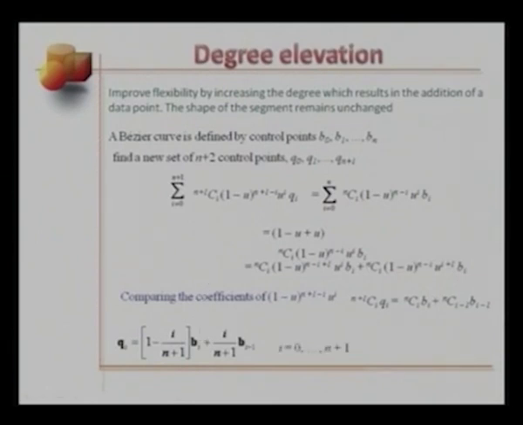Again, this index I will go from 0 to n plus 1. Let's take an example. We are given data points A, B, C, and D. The two-dimensional coordinates are for A, 0, 0, for B, 1, 2, for C, 3, 2, and for D, 6 and minus 1. We raise the degree or we elevate the degree of this cubic Bezier segment to 4, 5, and so on and so forth. And we try to determine and show the new control points and therefore new control polylines.